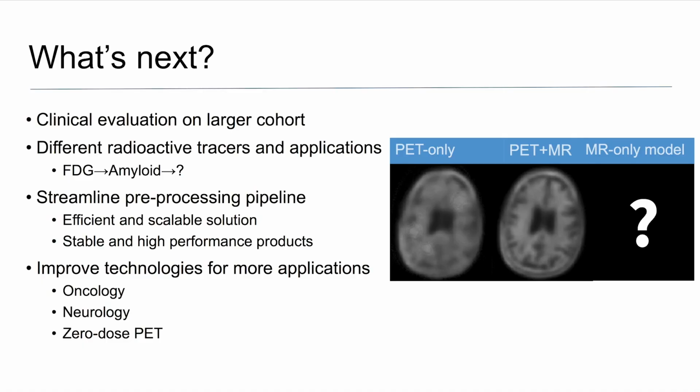Also, we are developing streamlined pre-processing pipeline. So this can lead to more efficient and scalable solution, so we can make the product to be more stable and higher performance. And last, we are improving the technology for more applications. We have shown it works on oncology and neurology and more. And we are also exploring zero-dose PET applications so we can completely use MR for molecular activation map.